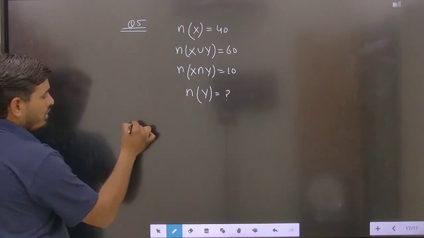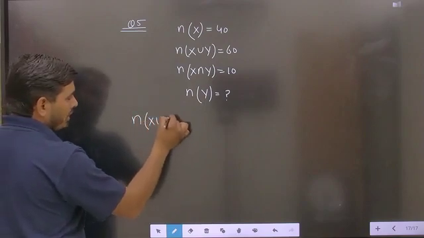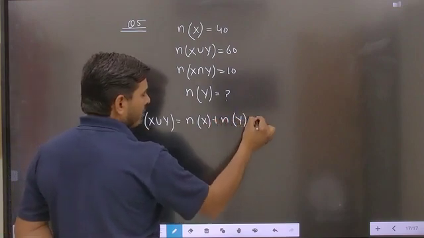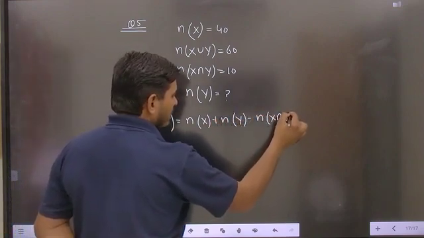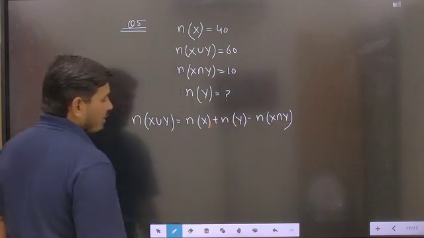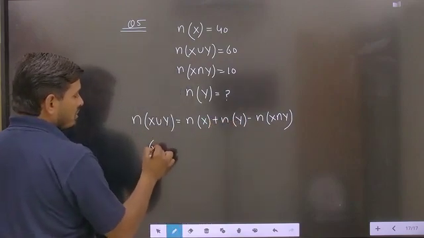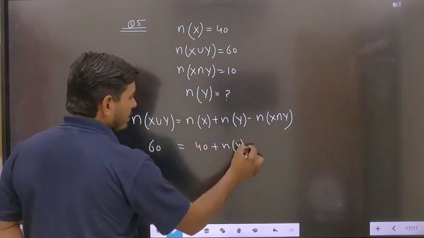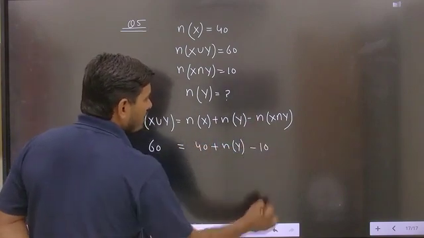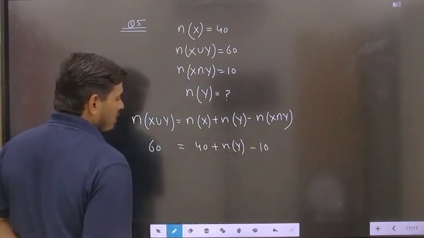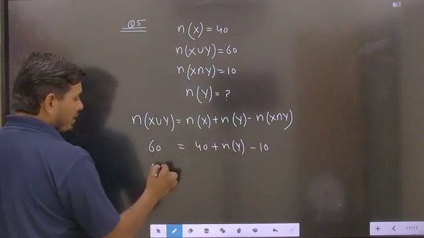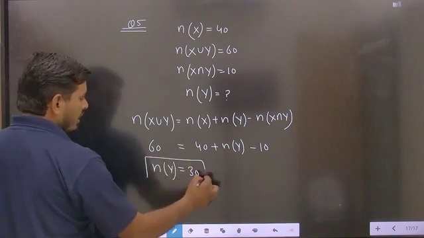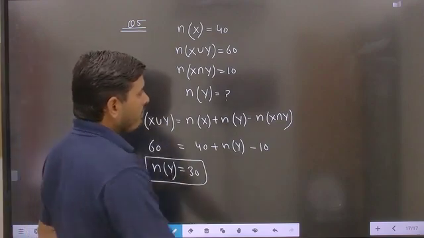So again you can use the formula of X union Y. This will be written as n of X plus n of Y minus n of X intersection Y. Is it clear? Next you can use the values here. So this is 60, here this is 40, this is to be asked, and this particular part is obtained as minus 10. So 40 minus 10 will be 30, 30 will come to this side, then the number of elements in Y will be obtained as 30. So this should be the direct answer.